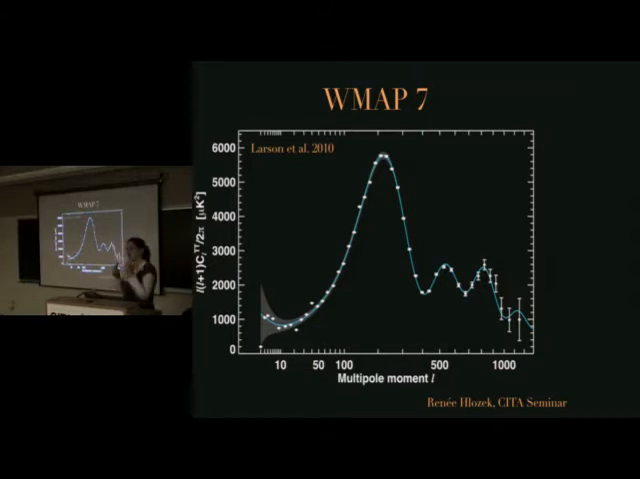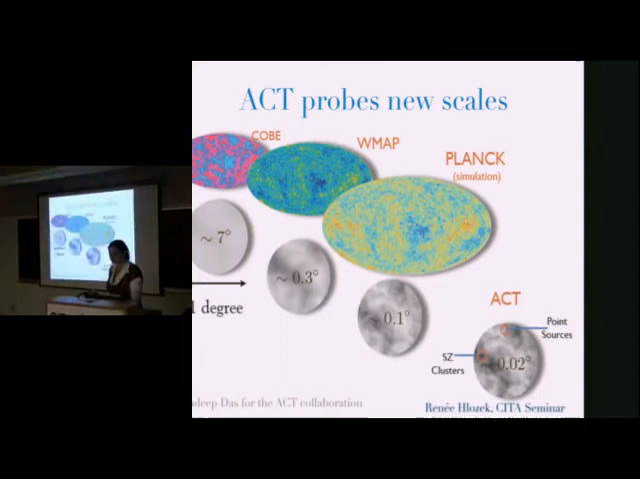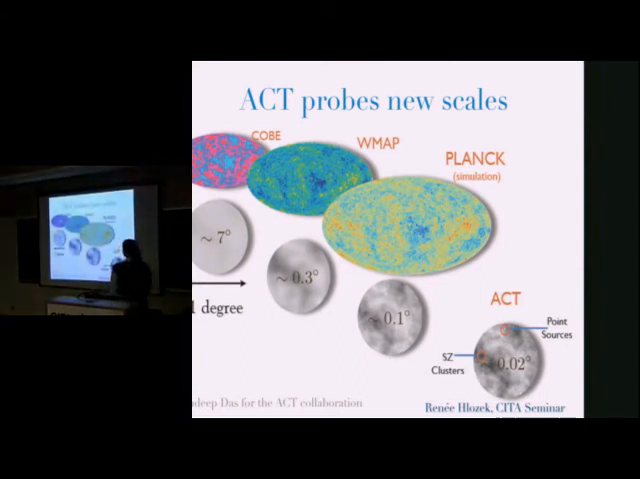Great. So I haven't said anything that's particularly new to anyone. The question is, where does ACT fit into all of this? The key idea is that we're probing new scales. If we go back in time, COBE had a resolution of about 7 degrees. To put that in context, we expect the CMB to vary on a scale of about 1 degree. So we have to wait for experiments like WMAP to really probe the anisotropies as they improve this resolution by a very large amount.